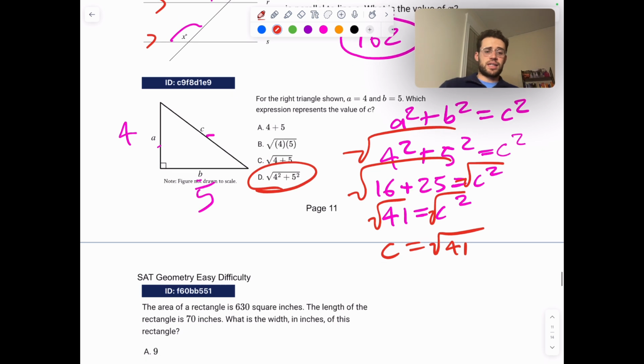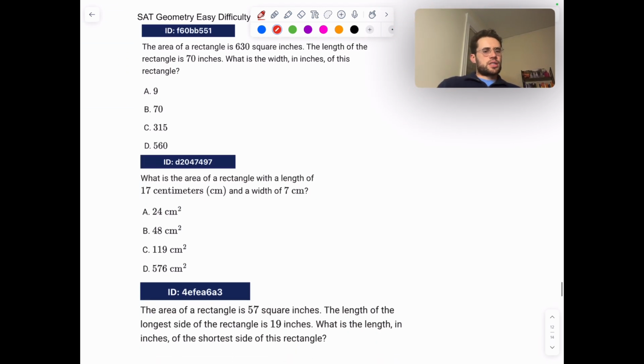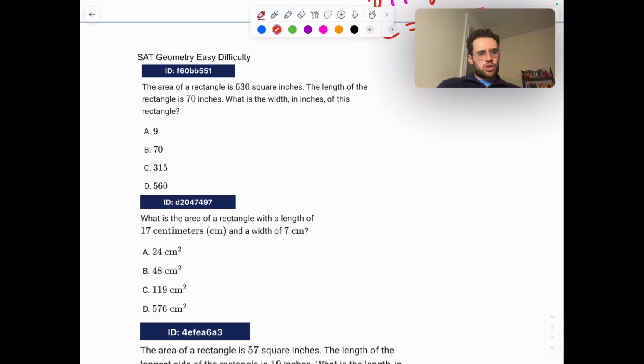You can also think of that as the distance formula. That's actually where the distance formula comes from, is you're making a right triangle. So it's the square root of the change in y squared plus the change in x squared. Right. All right, so the area of a rectangle is 630 square inches.